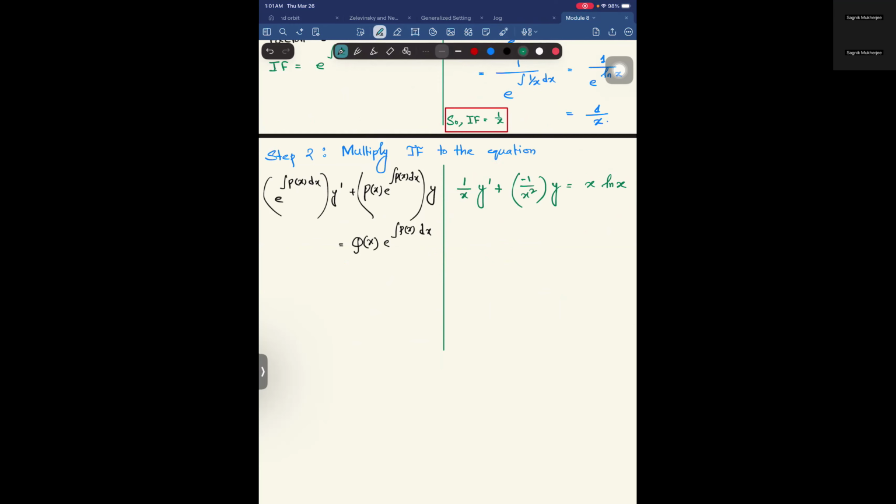Okay, now notice this left hand side is nothing but d dx of y multiplied by the integrating factor. You can very easily check it by chain rule, right? So in the general situation, the left hand side becomes d dx of y multiplied by the integrating factor equals qx multiplied by the integrating factor.